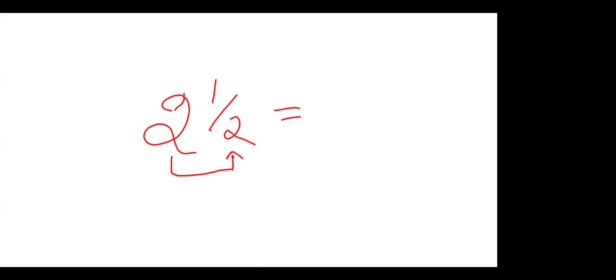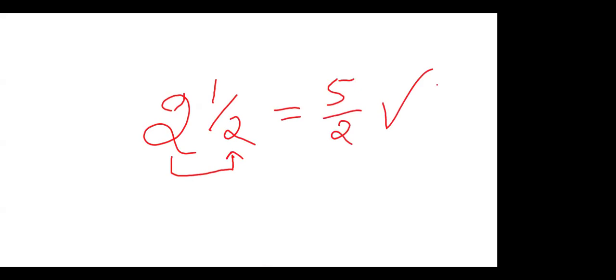Then we had studied how to convert this into an improper fraction. How did we convert it, Anis? First you do 2 times 2, which is 4, and 4 plus 1 is 5, and 5 over 2. Very good. This is how you convert.